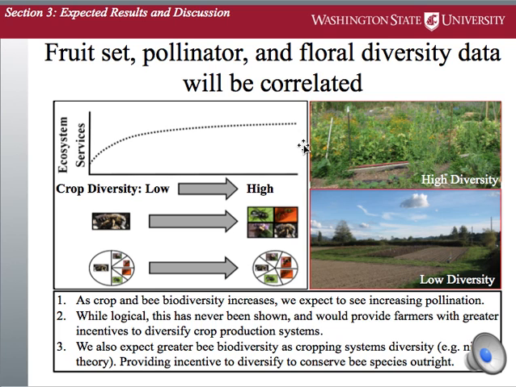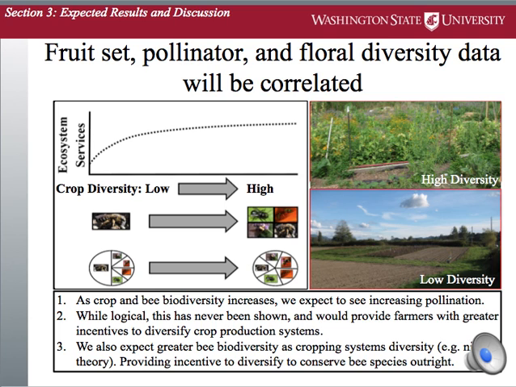So while logical, this has never been shown before, and we believe it would provide farmers with greater incentives to diversify their crop production systems. We also expect greater bee biodiversity as cropping systems diversify, so a lot of niche partitioning to be going on, and this provides incentive to diversify just strictly for conservation purposes.